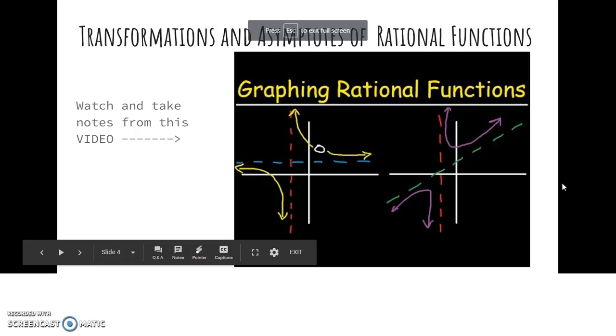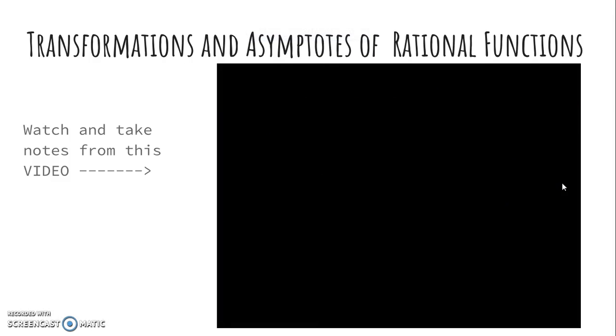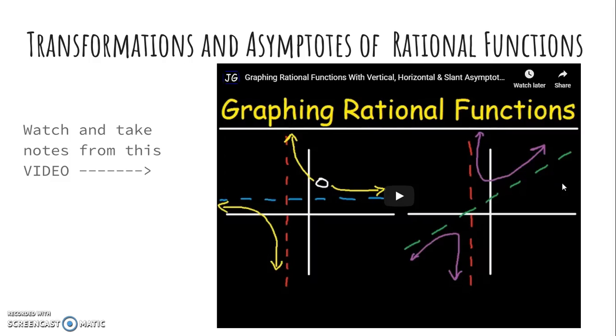And then what's next? Then what we're going to do is we're going to take all of this information we know about transforming our parent functions, and we're going to take it to working with rational functions. And what's funky about rational functions is that you have these asymptotes. Again, we've talked about these asymptotes, but this video is a really great video.